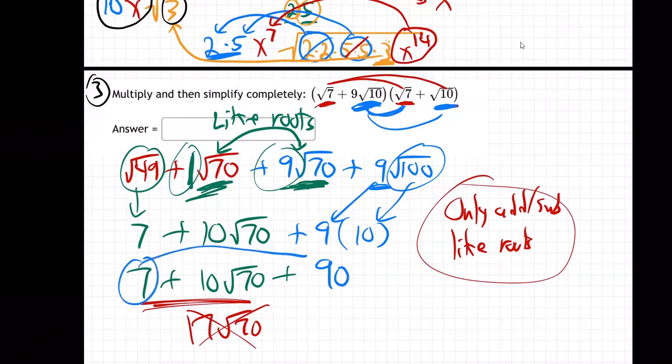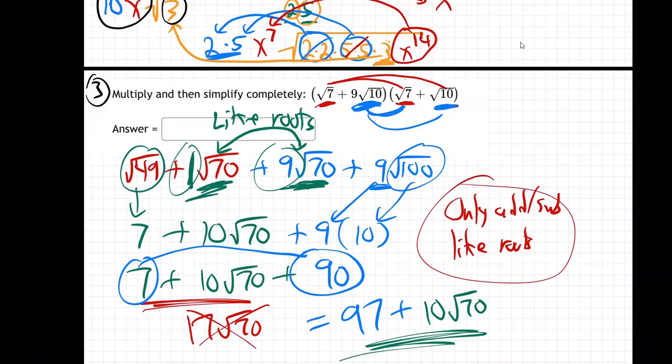The 7 and the 90 make 97. You see, those can add because they're like, meaning they're just plain numbers. And then the 10 root 70 stays in the back, and that's our final answer. That's as simple as we can get it. Again, I can't add, so I just added the 7 and the 90. Does everybody see that? The 7 and the 90, because they're plain numbers. They don't have roots, so they can add.